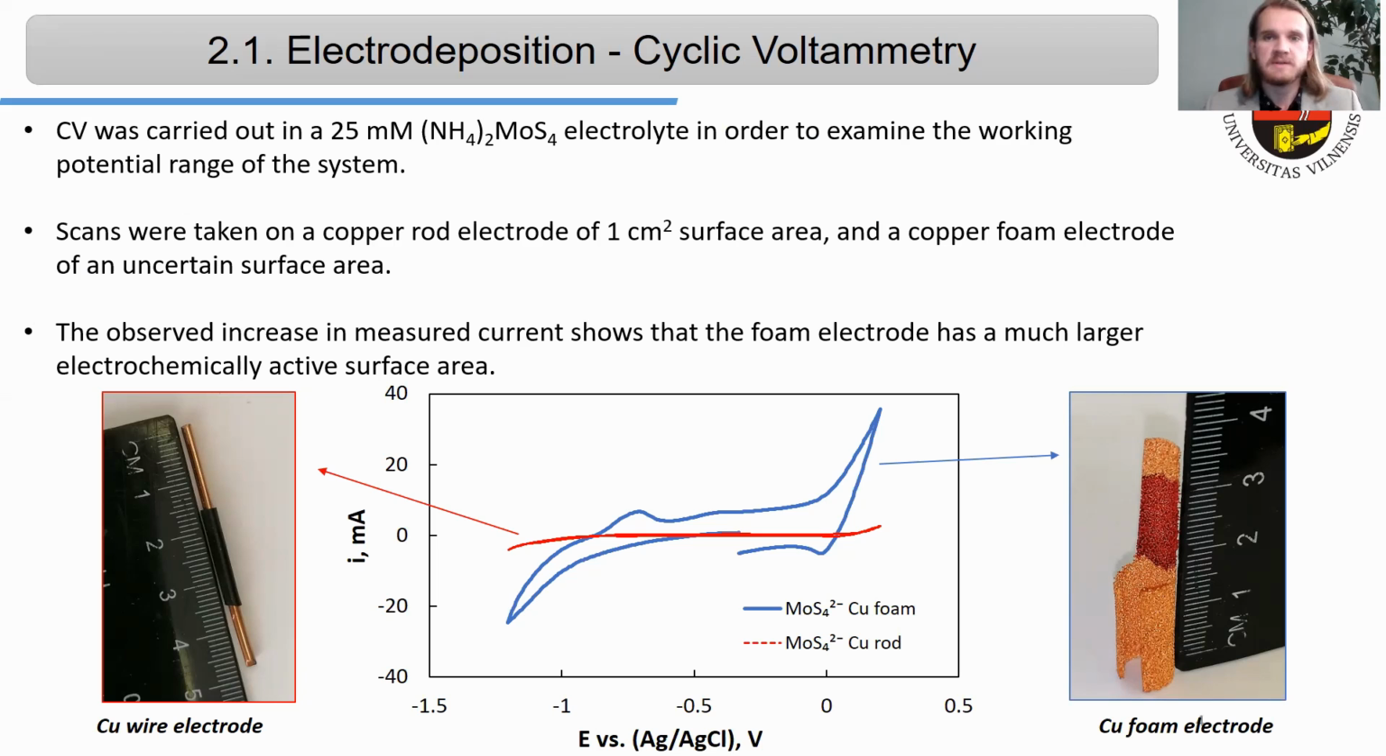Several peaks can be seen in the curves. The sharp increase in anodic current is likely related to corrosion of the copper substrate or oxidation of electrodeposited molybdenum disulfide. A small anodic hump at around minus 0.8 volts may be related to desorption of hydrogen. And finally, the cathodic current from minus 0.9 volts and onwards is decided by two processes. That is, the reduction of tetrathiomolybdate to molybdenum disulfide and simultaneous hydrogen evolution.